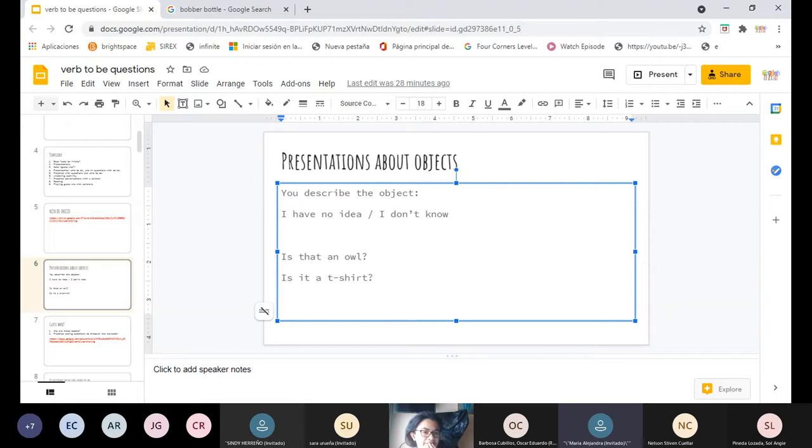Texture is smooth and thick. Features: it has a cover, title page, pictures, and drawings. Okay, and many words. All right. Can you please repeat the description?